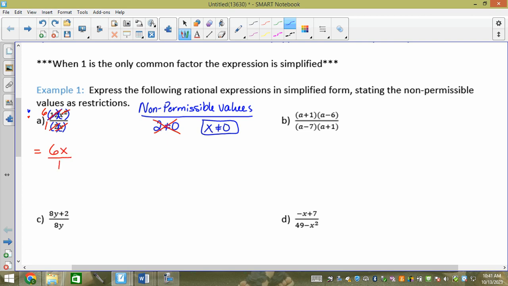Do I need to write that denominator? No.